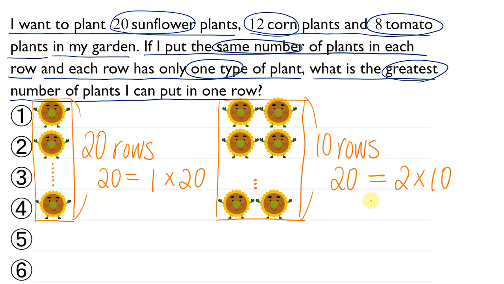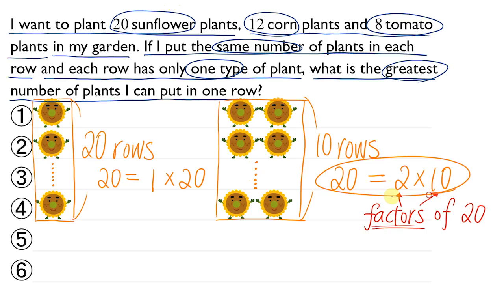Also, mathematically, we call this 2 and 10, and this 1 and 20, factors of 20. Now, as we can see, it's much easier to write down this mathematical expression rather than making all these diagrams. So from now on, we will just use these mathematical expressions to find all the possible numbers of sunflower plants that I can put in one row. Because we have tried the number 1 and the number 2, we know the next number we will try is 3.